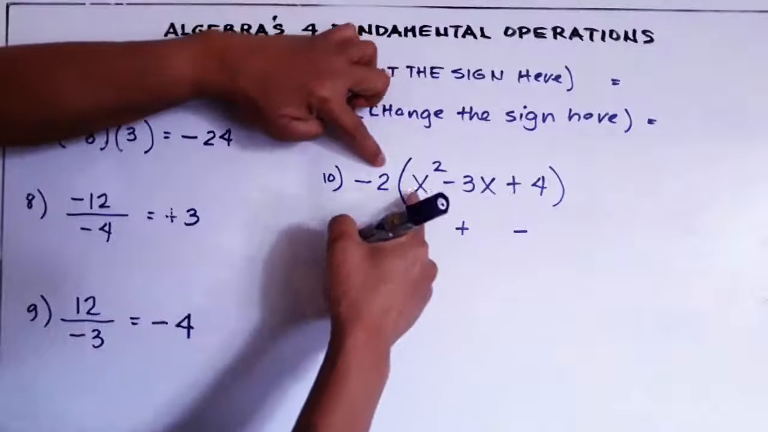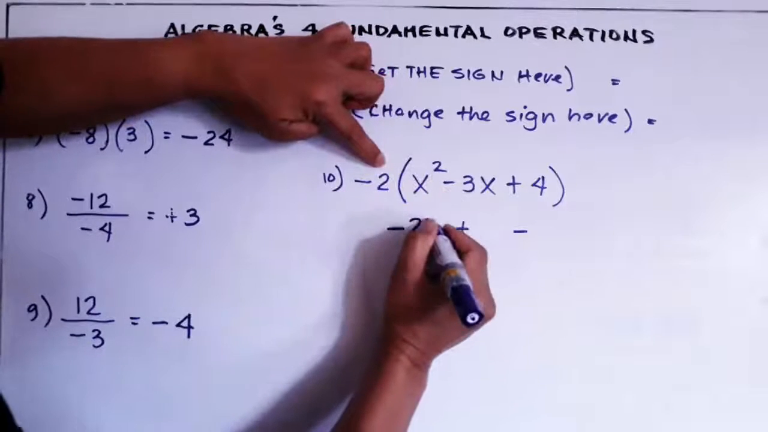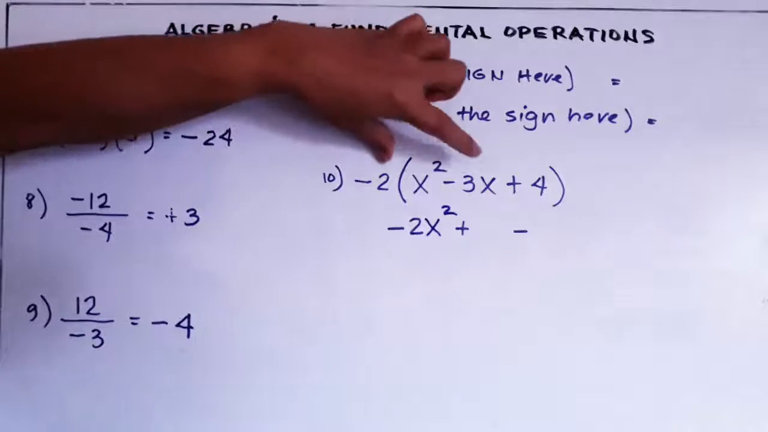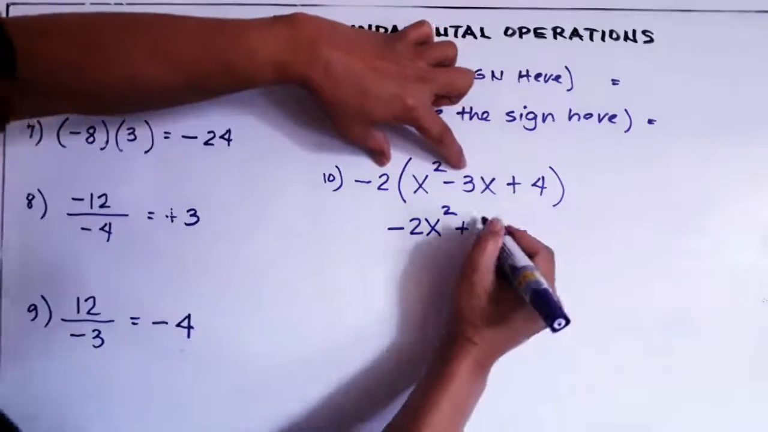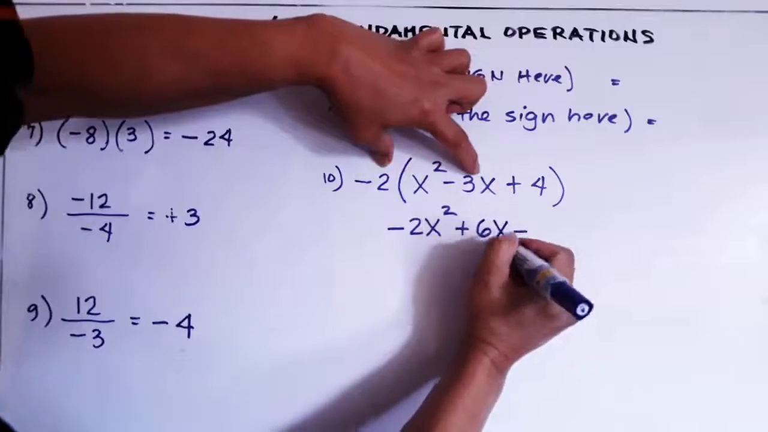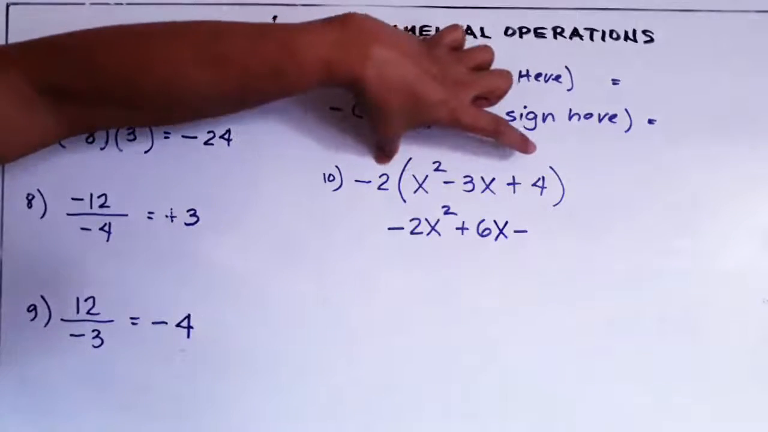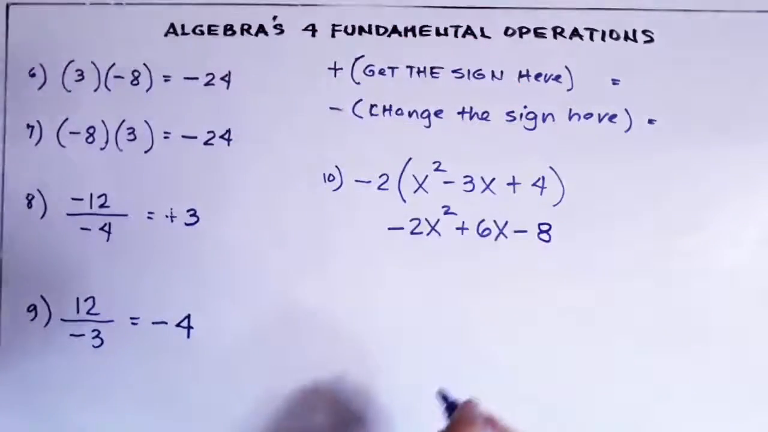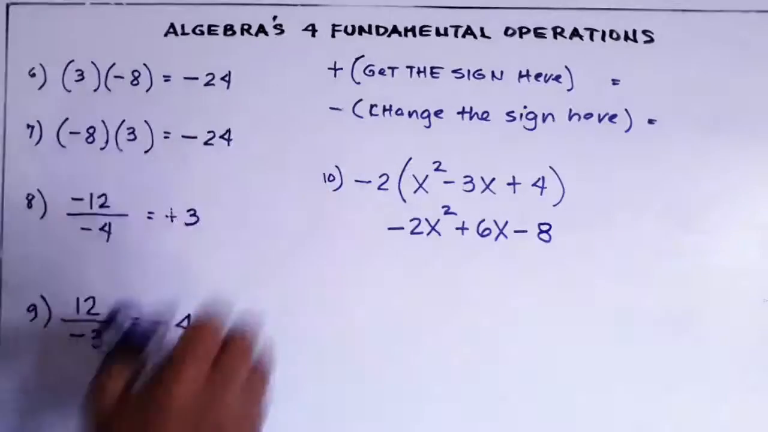2 times x squared is 2x squared. 2 times 3 is 6, with x, put the x. And then 2 times 4 is 8. That's it. Done.